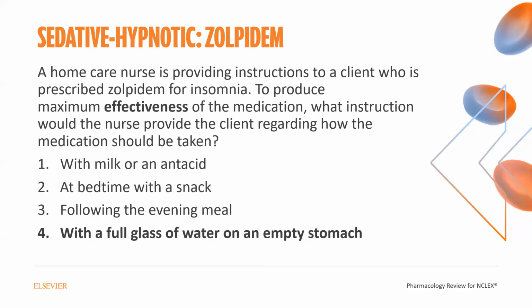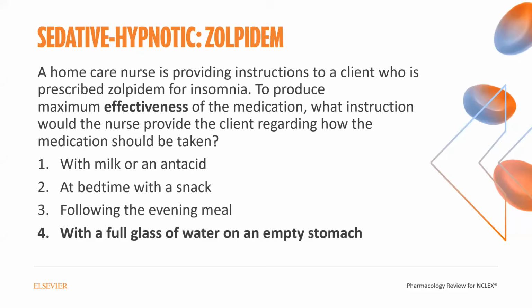So what you want to focus on here is the word maximum, and then also the strategic word effectiveness. For maximal effectiveness of medications, medications should be taken on an empty stomach with water only. And you can also note that the incorrect options are comparable or alike, and they all indicate taking the medication with food or with another substance.